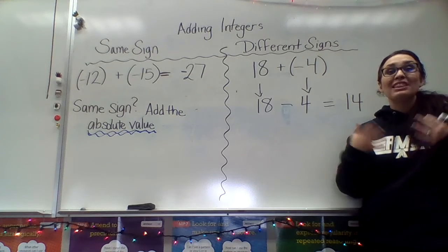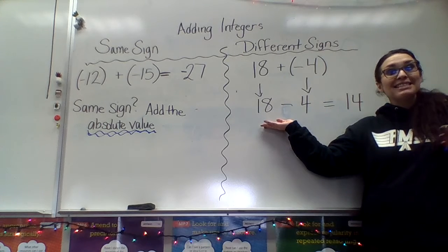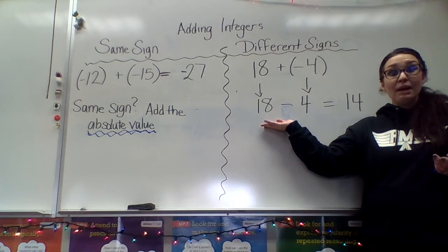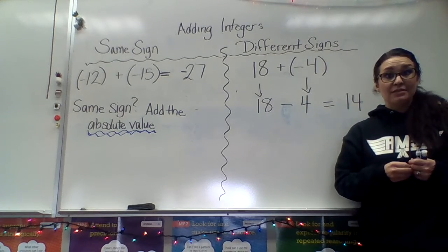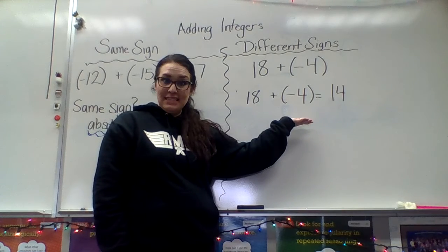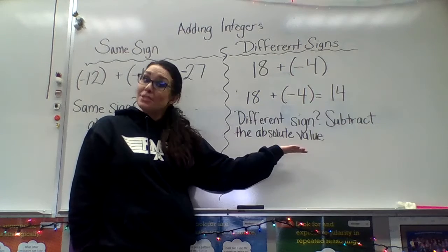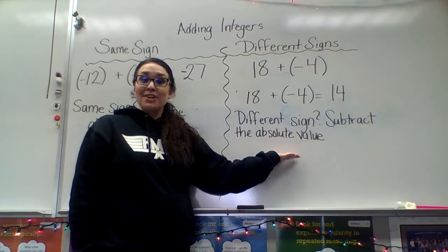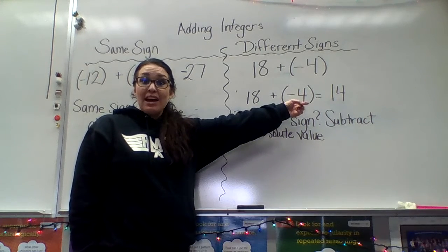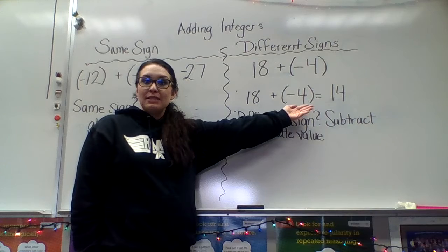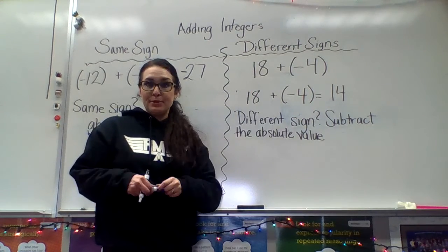So I look at the number that had the largest absolute value. In this case, it was 18. And what sign did that 18 have? A positive. That tells me that I'm going to have a positive 14 as well. So you have that positive 18 plus a negative 4 will give you a positive 14. So again, if you have different signs, then you subtract the absolute value of those terms and you decide which positive or negative sign you're going to assign to your answer based on whichever number had the largest absolute value.